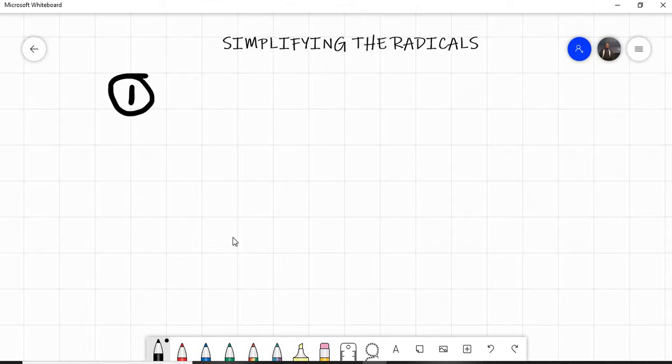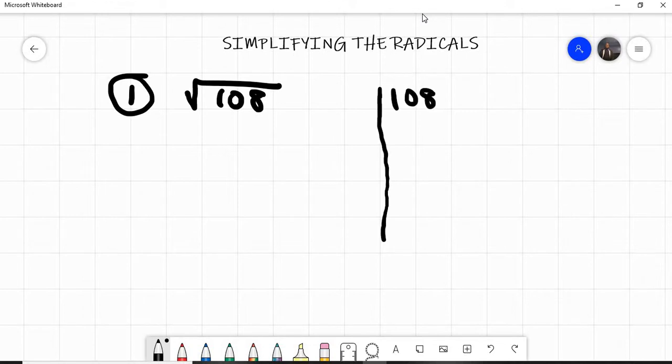We are given the square root of 108. If we don't know where it comes from, then we have to figure it out. We can use long division, and then we can play with the numbers without using the calculator. So 108, since this one is an even number, we can divide by 2.